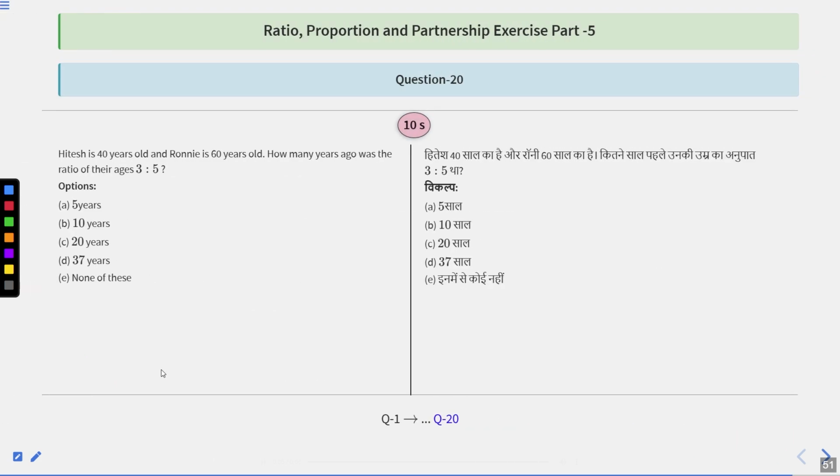Okay, next one. Hitesh is 40 years old and Ronnie is 60 years old. How many years ago was the ratio of their ages 3:5? You have 5 options and 10 seconds to solve this question. Your time starts now.